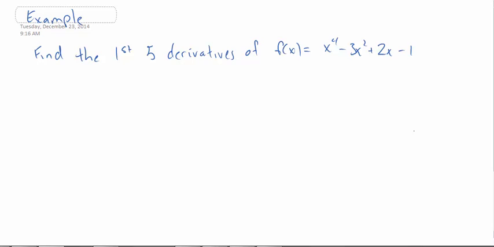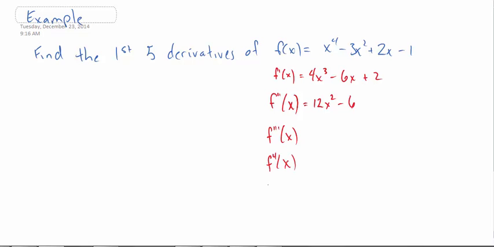We're going to find the first 5 derivatives of f of x. So pause the video right now, find the first derivative. Our first derivative would be 4x cubed minus 6x plus 2. Now we'll take the derivative of that. The second derivative is going to be 12x squared minus 6. Third derivative, fourth derivative, and finally the fifth derivative.